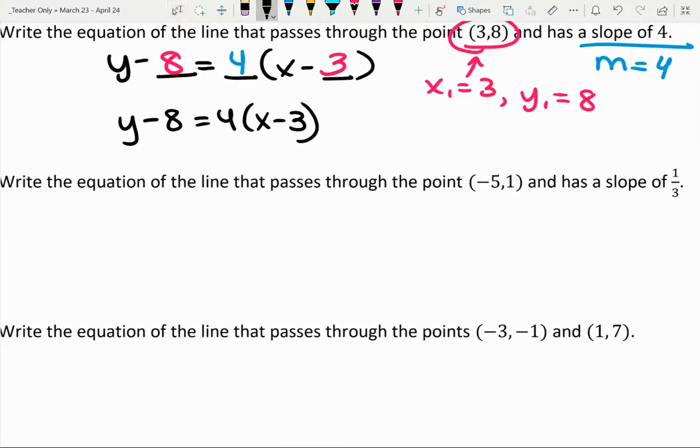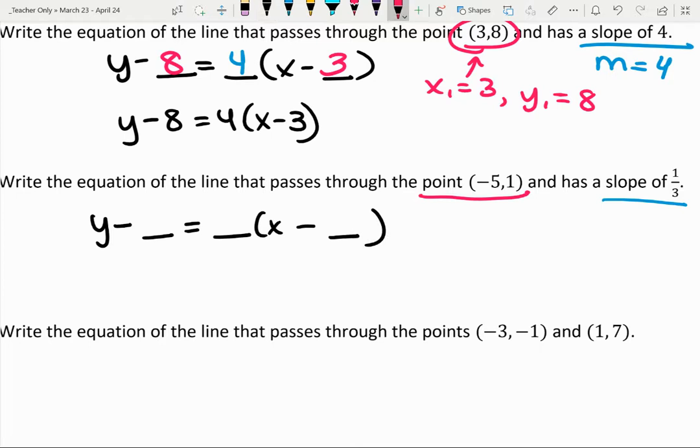So let's do another example. This one says we're writing an equation that passes through the point -5, 1, and has a slope of 1/3. So again, I'm going to set up my structure, the skeleton of my equation, and then fill in the essential information that I have. So my x sub 1 is equal to -5 and my y sub 1 is equal to 1. So I'm going to replace those.